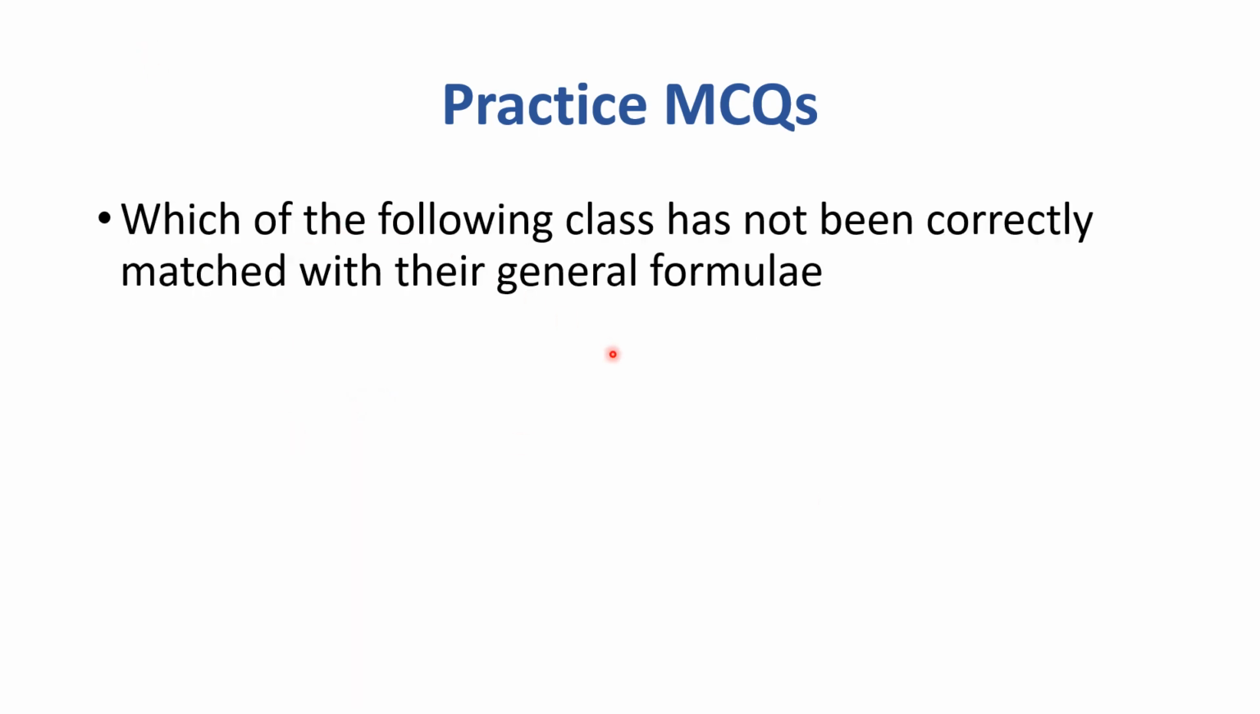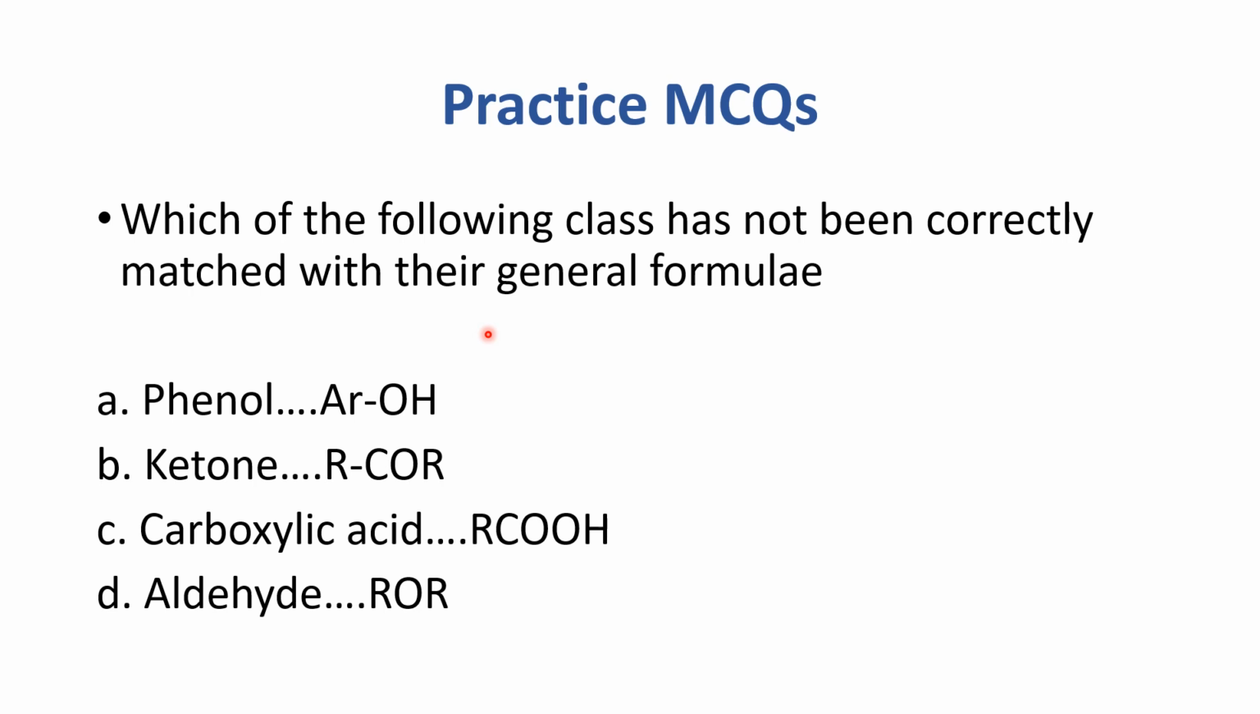So which of the following class has not been correctly matched with their general formula? And the options are following. So you can see aldehyde में हमारे पास एक साइड पे H होता है ना कि R. So it is not correctly matched. So it would be the correct answer. जबकि ketones में we have R. Phenol में भी we have OH attached to the aryl group. जबकि carboxylic acid में भी COOH present.